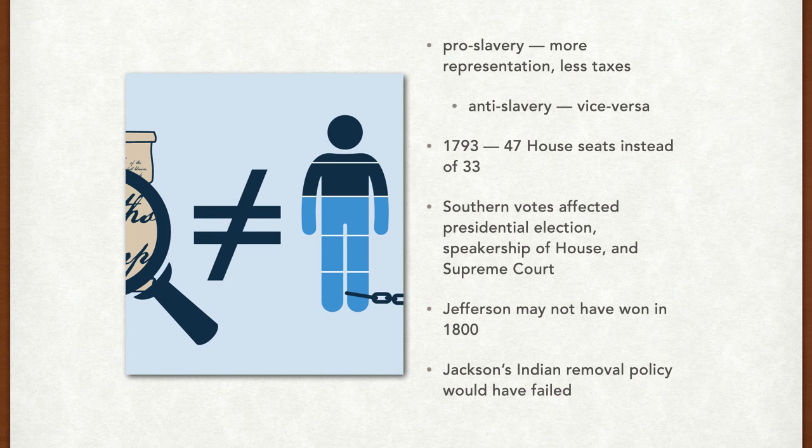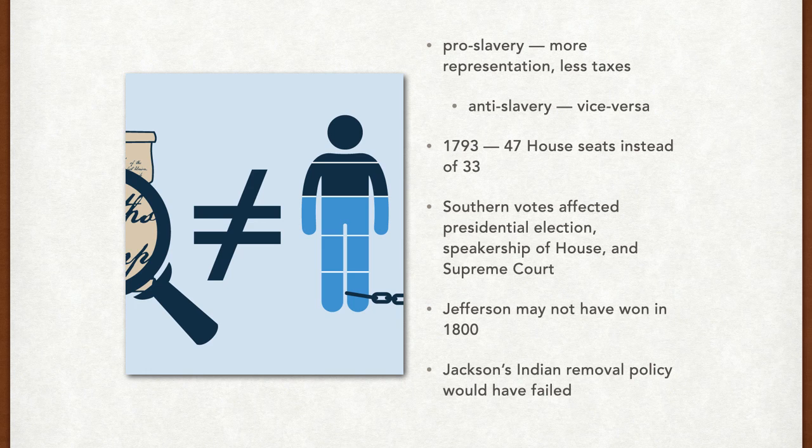Okay, another sort of example of 3/5 as well. In regards to taxation, pro-slavery delegates wanted more representation but less taxes, as I mentioned, right? Anti-slavery is vice versa. So that's sort of the general argument.